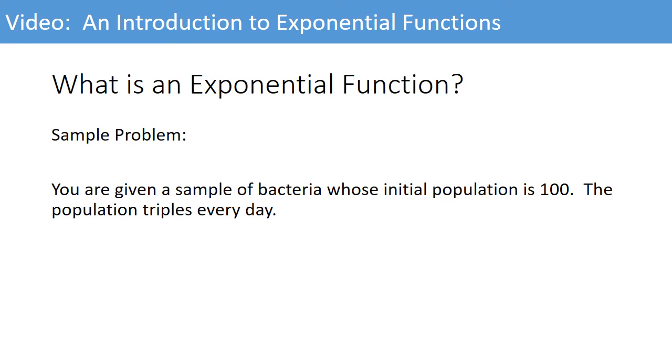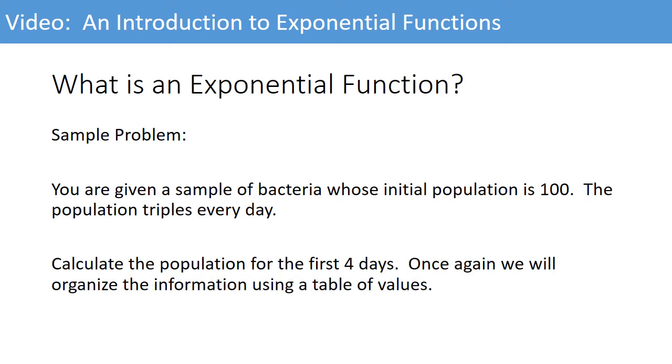Here's the same problem we already are familiar with. You are given a sample of bacteria whose initial population is 100. The population triples every day. Calculate the population for the first 4 days. Once again, we will organize the information using a table of values.